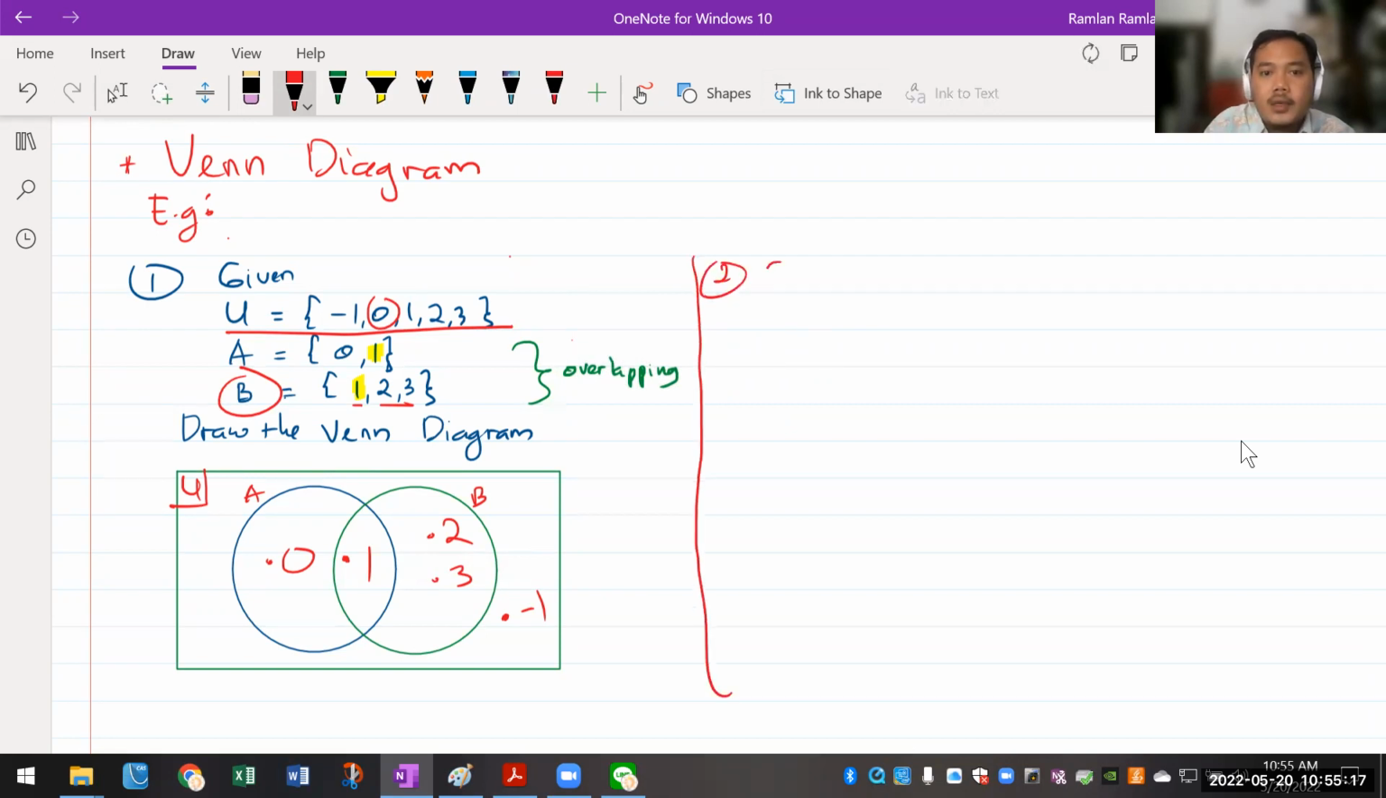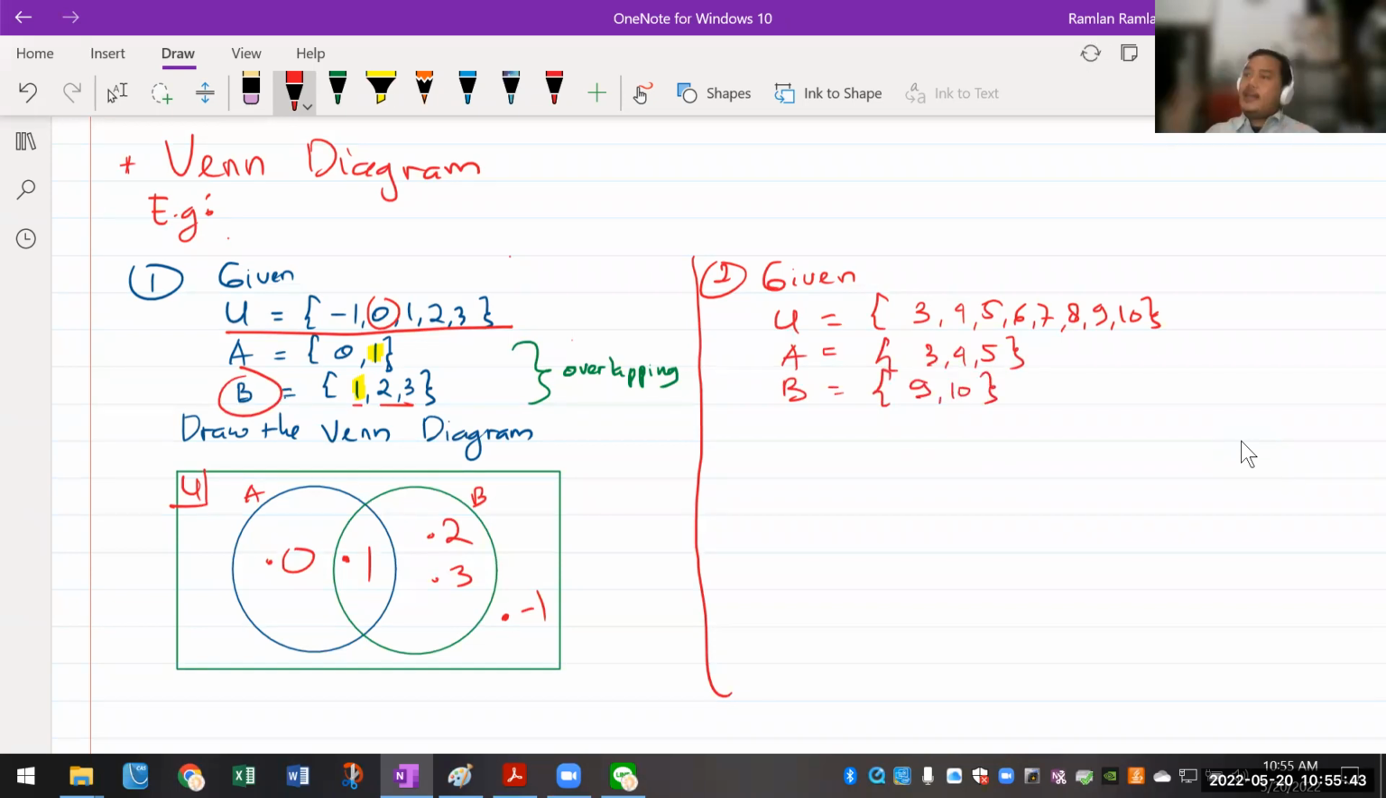Okay, number 2. Given, same thing, the universal set is, let's say, 3, 4, 5, 6, 7, 8, 9, and 10. Now I have set A, that will be 3, 4, 5. And then I have set B, that will be 9 and 10. Like I previously said, before you draw the Venn diagram, because we're only talking about 2 sets, A and B, you don't have to pay attention to the universal set yet. We need to determine whether it is overlapping or disjoint.